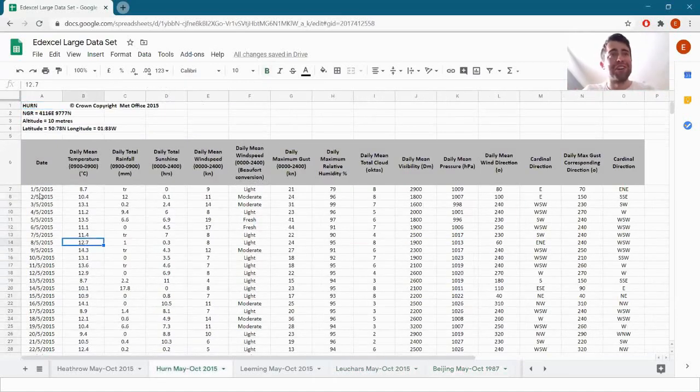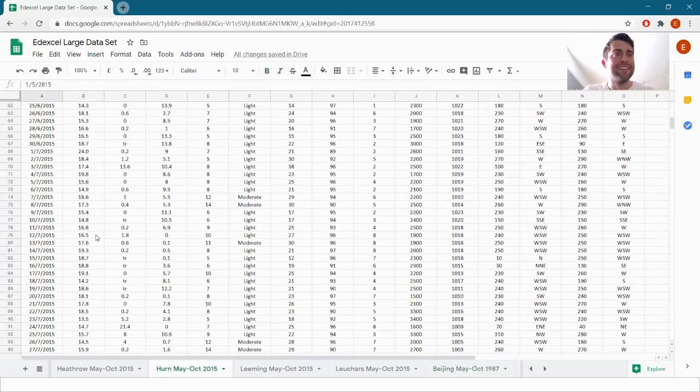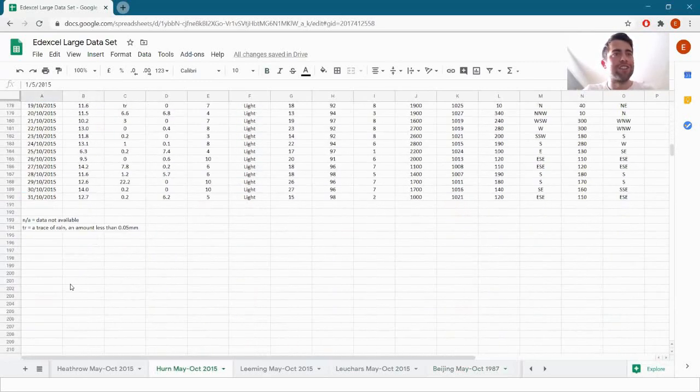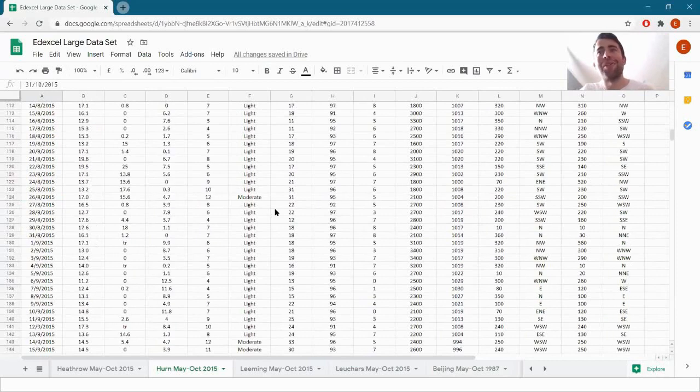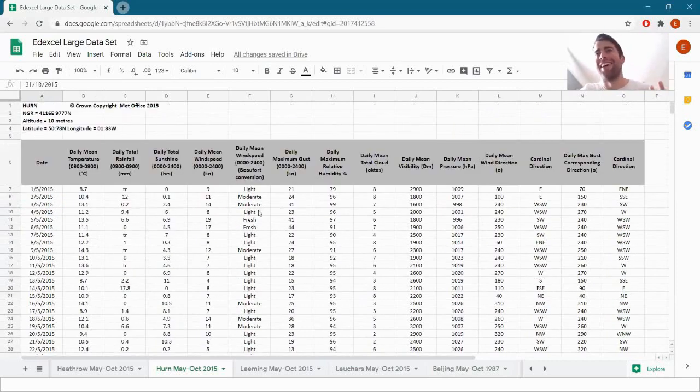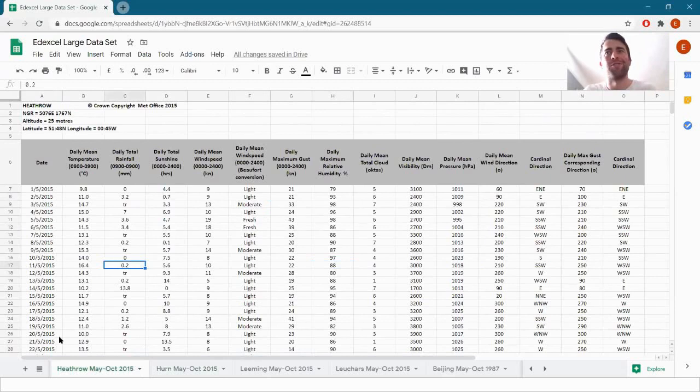The dates involved go from May to October. Don't ask me why they didn't include the other months. I don't know. They go from May to October. So let's have a look at these headings here. Let's go to Heathrow, since you might know where that is.